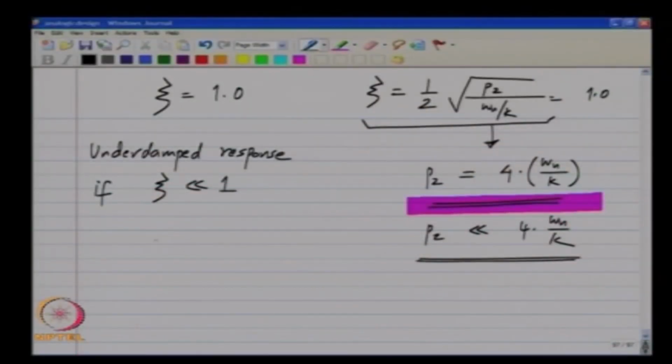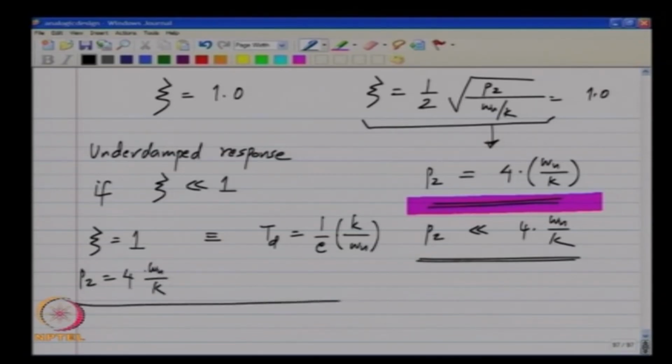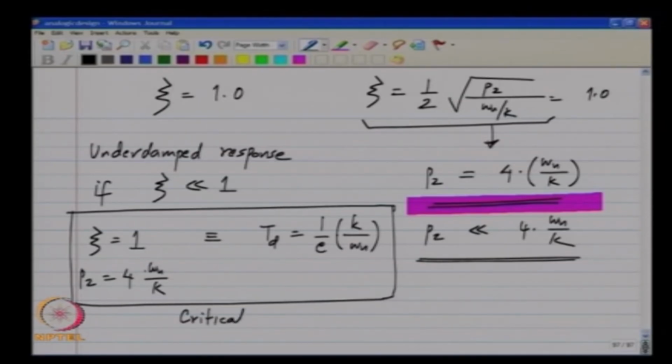So, you can associate these values. Zeta equal to 1 is roughly like Td being 1 over E k by omega u. Okay. And zeta equal to 1 corresponds to P2 being 4 times omega u by k. Okay. We see that we can have high frequency poles, that is not per se a problem.